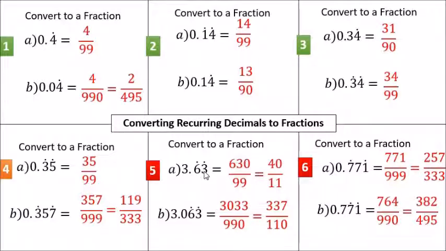Question 5. Here we have our first questions where we have a number that is bigger than 1. We have 3.63 recurring, where the 6 and the 3 are both repeating. In this case, we get 630 over 99. If you had multiplied this original by 100, you would get 363.63 recurring, and then you could do one take away the other, and you would end up with the correct answer here.